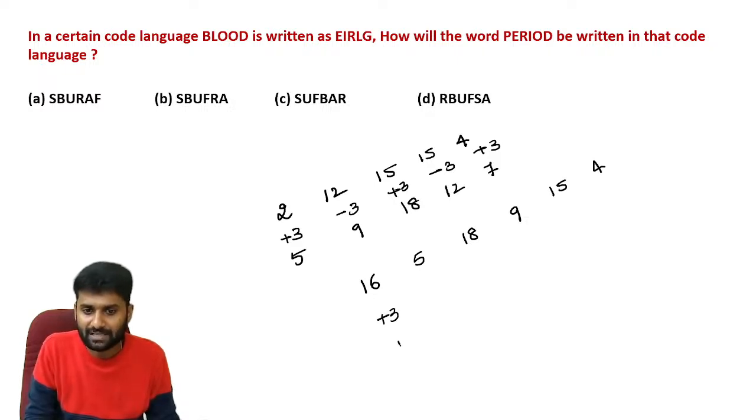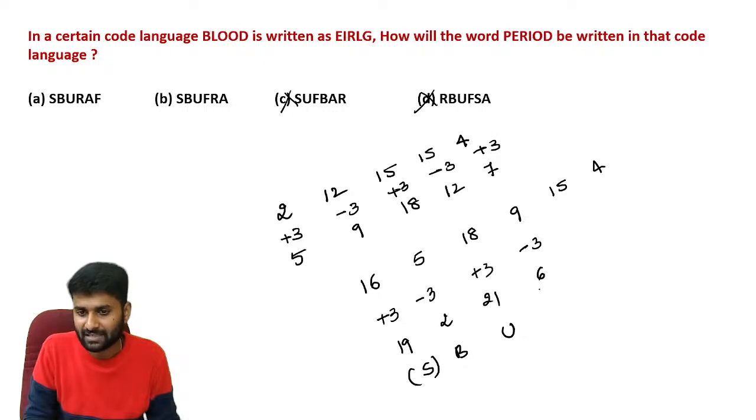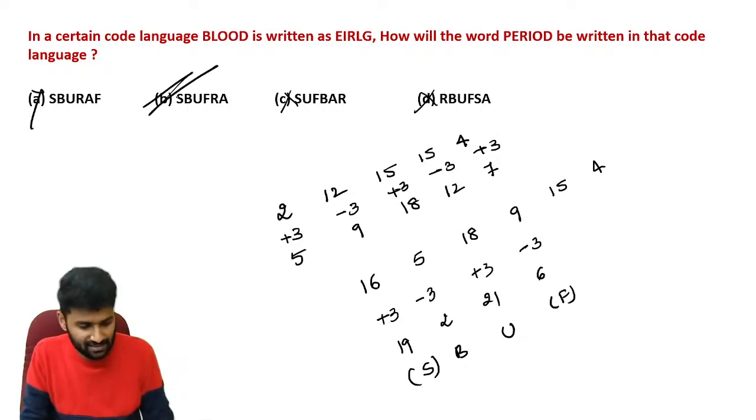Let's go through the plus 3, it becomes the 19th letter, S. Let's go for minus 3, it's the second letter, B. So we require SB. Eliminate D, eliminate C. Again plus 3 is 20, the letter U. Next one, minus 3. 9 minus 3 is the sixth letter, F. Eliminate A, and B is the correct answer.